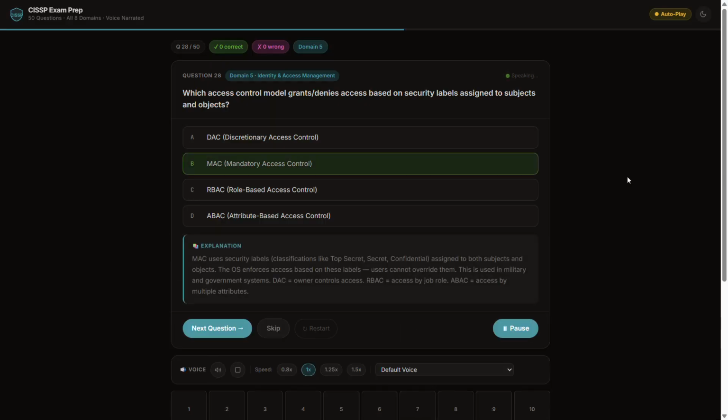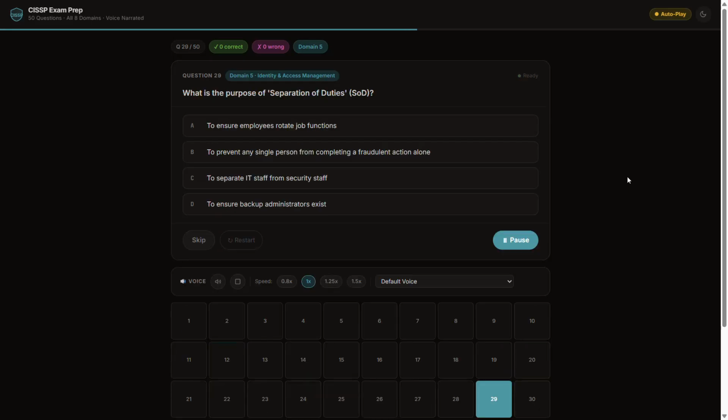Correct answer: B. MAC uses security labels, classifications like top secret, secret, confidential, assigned to both subjects and objects. The OS enforces access based on these labels; users cannot override them. This is used in military and government systems. DAC equals owner controls access. RBAC equals access by job role. ABAC equals access by multiple attributes.